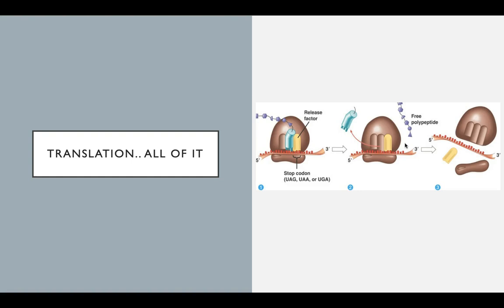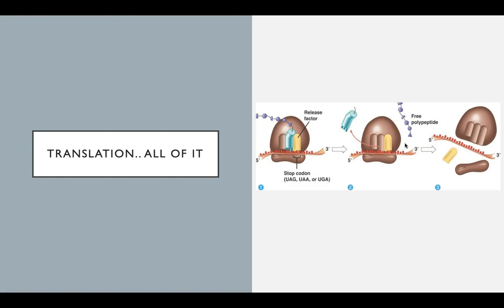So after the release of this polypeptide amino acid chain, the two ribosomal subunits will dissociate and the mRNA is released, which is shown in the last portion on the right, labeled number 3. The ribosomal subunits and the mRNA have the ability to repeat this translation, and the newly made protein folds into its native 3D shape and does the job that it was made to do.